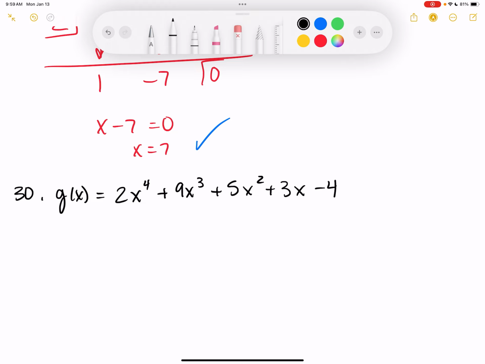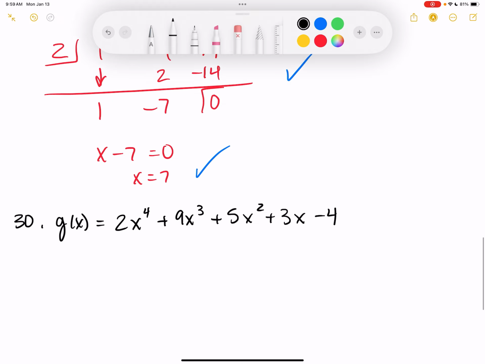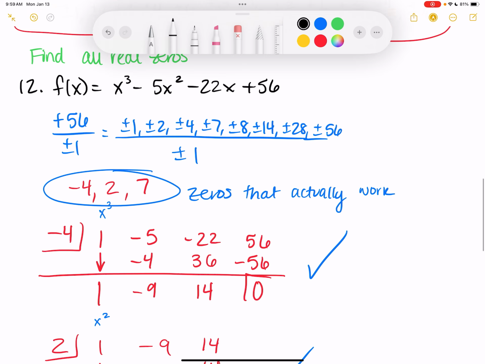Now, let's talk about something else. In this last problem, what was the highest powered x? It was x cubed. How many zeros did I have? 3. Can I have more zeros than my highest powered x? No. Can I have less? Yes. How? Because they repeat. I can have repeating zeros or non-real zeros, which also comes later.